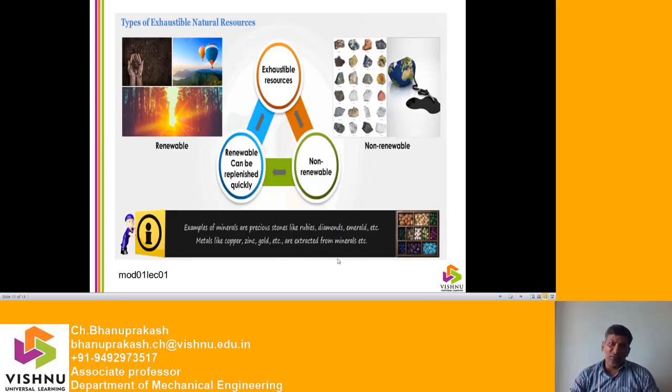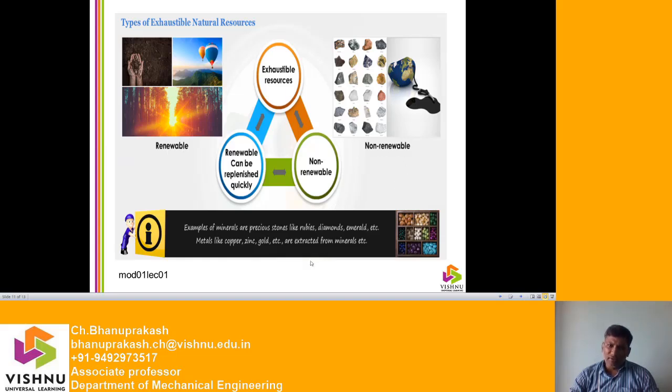See, types of exhaustible natural resources. Exhaustible natural resources, which we already discussed, will be divided into two. One is renewable, which can be replenished quickly. Non-renewable cannot be replenished very quickly. See, you can see the renewables. You can observe the solar radiation. And see here, these are some of the non-renewables.